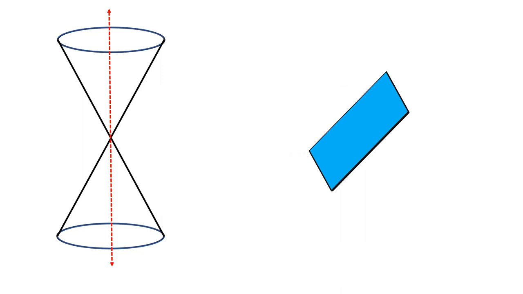Now, the plane intersects the cone through its base and parallel to its axis. As you can see, this is the generator of the cone and this is the plane, and both are parallel in this position. So what do we get? We get a parabola.